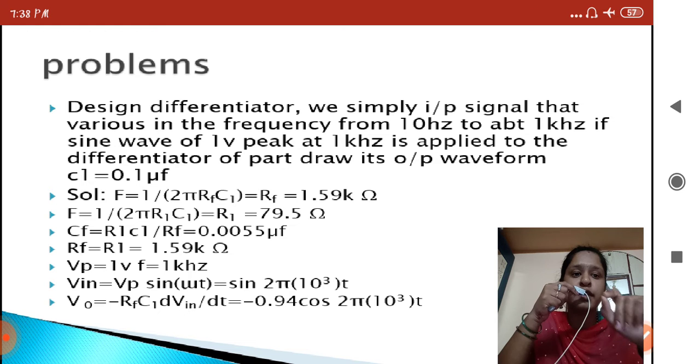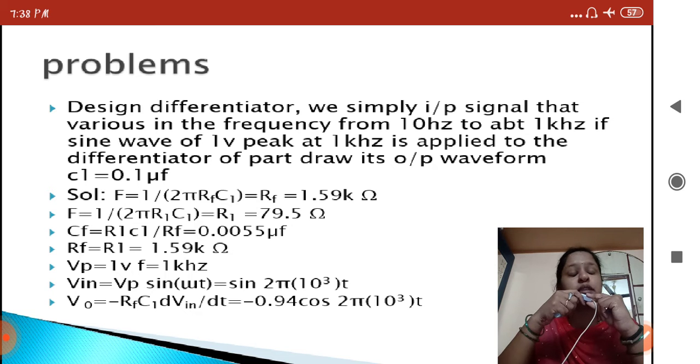I'm going to give the same equation. You have to solve it for the integrator also. You can get it very easily. This kind of question they may ask in your examinations.